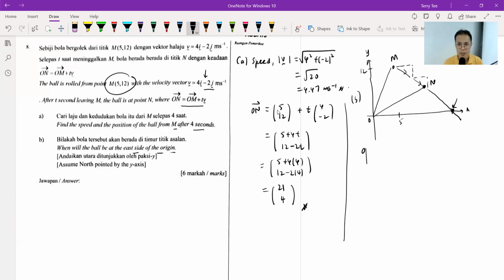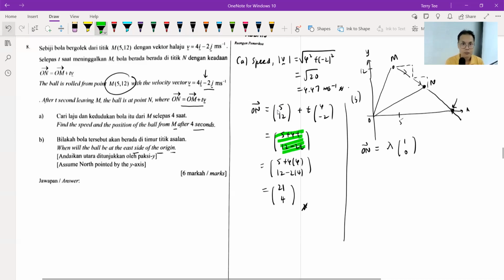When that happens, we say your ON is a multiple of (1, 0). Why (1, 0)? Because (1, 0) is i, or we can say lambda i. The most important thing is that your j component is 0, because it doesn't go up or down. It's exactly at the x-axis. I've already got my ON formula, this is your ON.